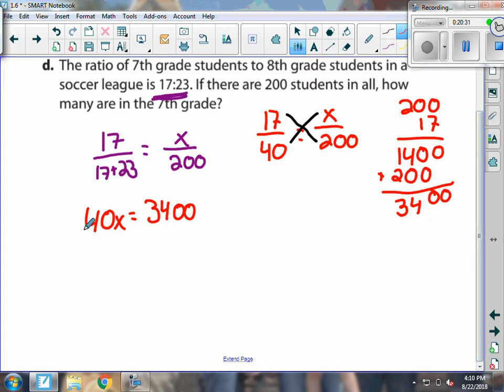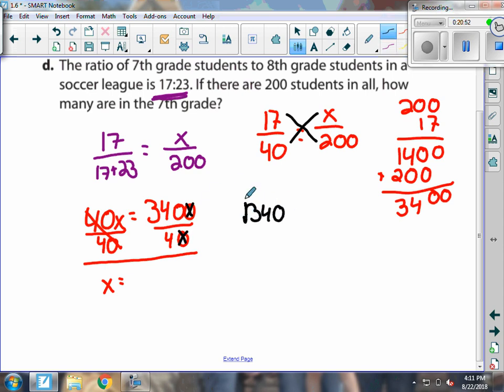So now I need to divide. I'm going to divide both sides by 40, or my coefficient. So that's gone. I have 3,400 divided by 40. They both end with zeros. So let's get rid of a 0 each. So now I have 340 divided by 4. That's so much easier to divide.